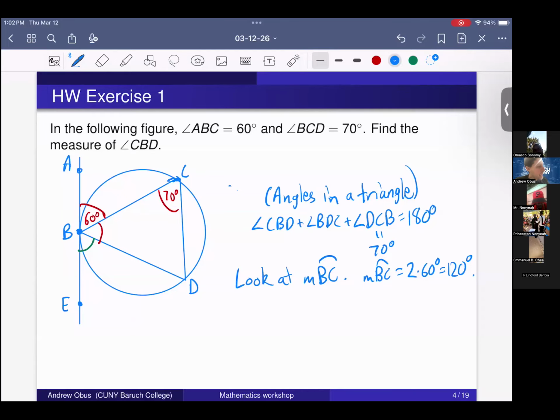But now, as Linford said, we have this angle BDC, which is an inscribed angle that has the same arc. So BDC is the same arc BC as this angle ABC. That means both of them need to be the same. So we also have that angle BDC equals 1/2 the measure of arc BC, which is 1/2 times 120 degrees, which is 60 degrees, because it's an inscribed angle.